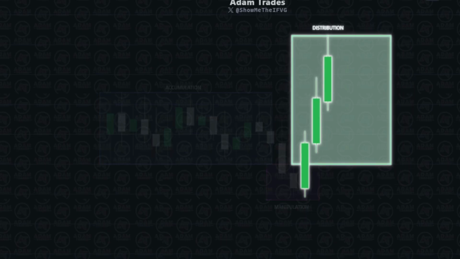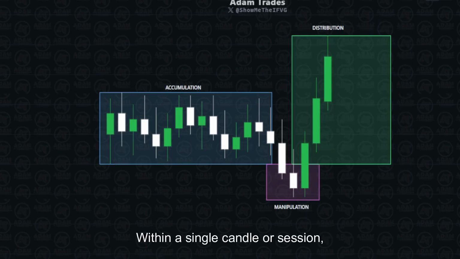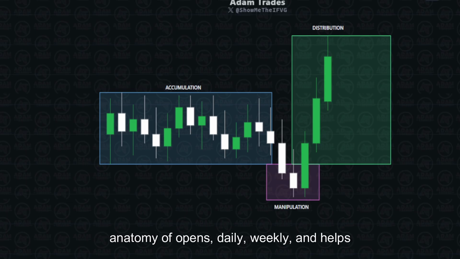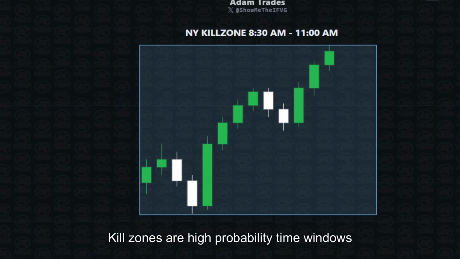Within a single candle or session, price builds a base, fakes one direction, then expands the other way. This matters because it explains the anatomy of opens, daily, weekly, and helps you avoid getting trapped in the manipulation leg. Kill zones are high probability time windows for setups.